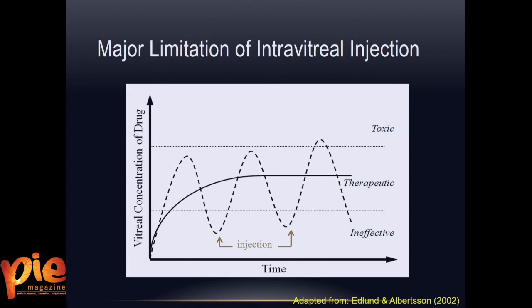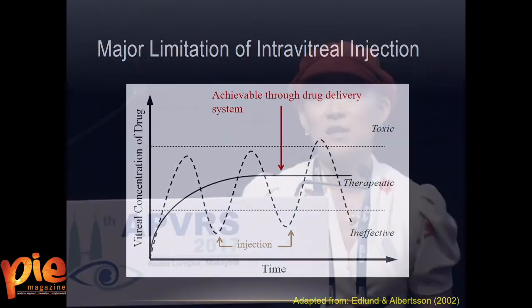And what we really need is something that's sustained delivery over time in a smaller dose that can actually achieve a therapeutic goal. And we think that we can actually do this with a drug delivery system. Now, let's look at the current FDA-approved drug delivery systems, and I'm going to really focus more on what's coming in the pipeline.